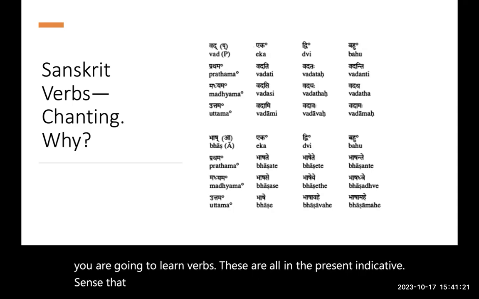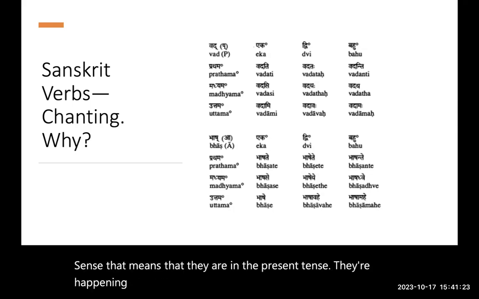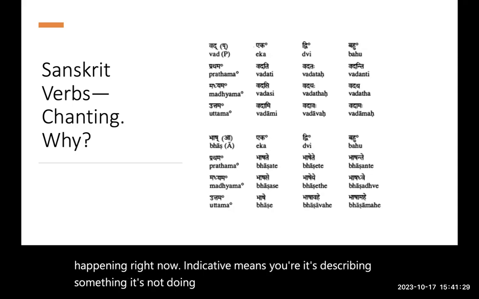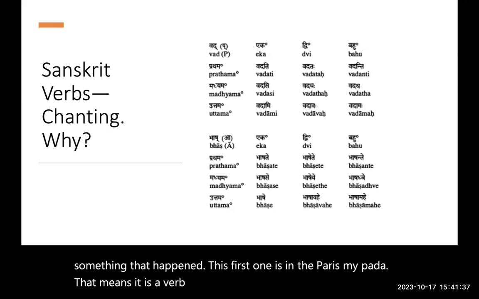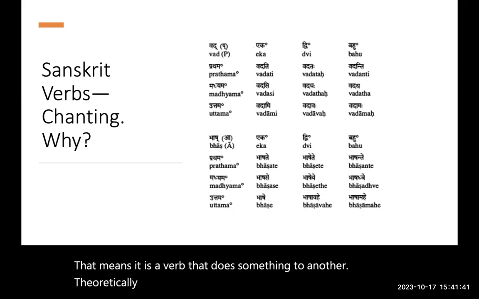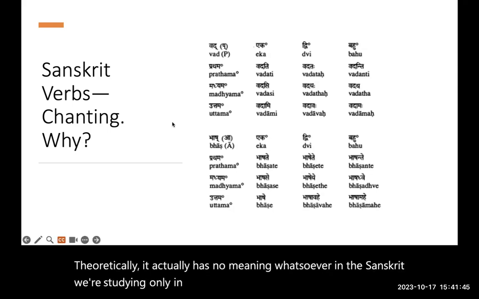That means that they're in the present tense, they're happening right now. Indicative means it's describing something. It's not doing anything other than describing something that happened. This first one is in the Parasmaipada. That means it is a verb that does something to another, theoretically. It actually has no meaning whatsoever in the Sanskrit we're studying, only in ancient Vedic.